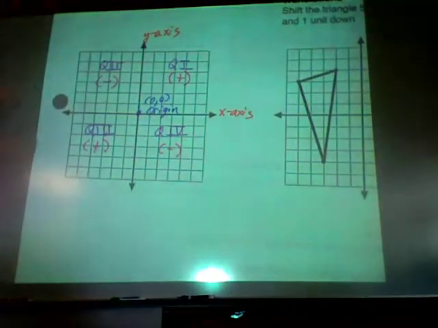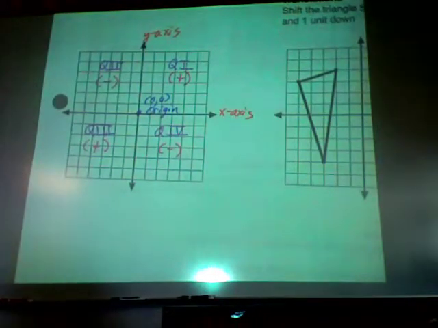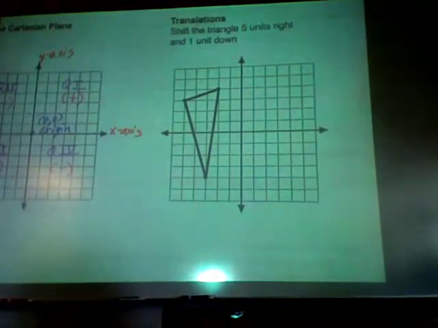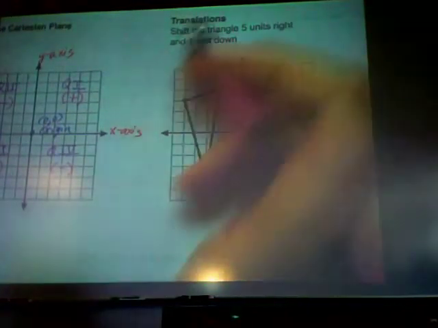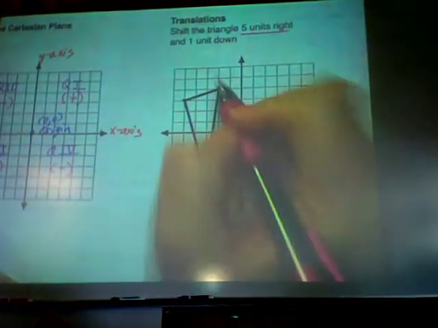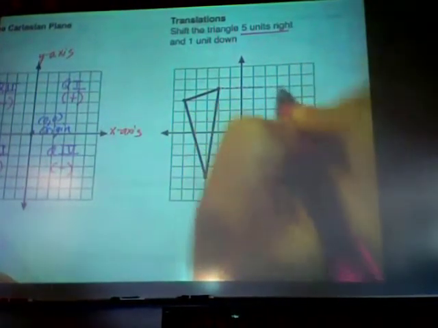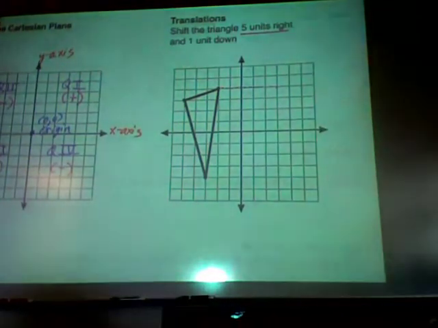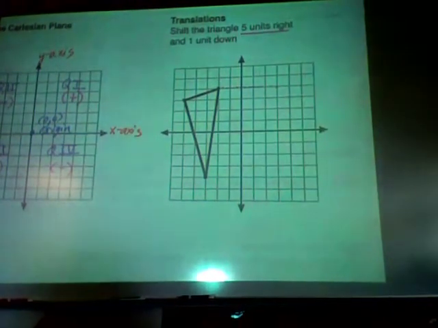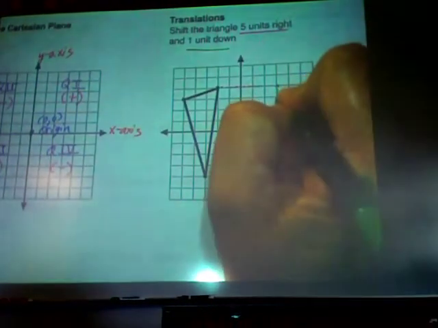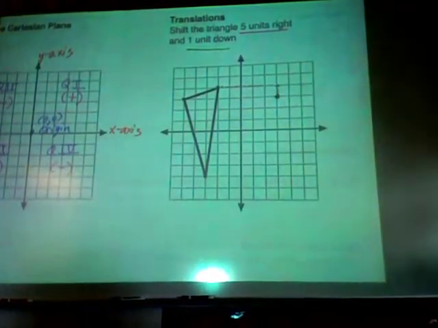All right, then you're going to do a little bit with transformations. And so this should be pretty simple. Shift the triangle 5 units to the right and 1 unit down. So 5 units to the right, I would go that far. And if I wanted to go down 1 unit, go down 1 and plot a point. So do that for each of those points.